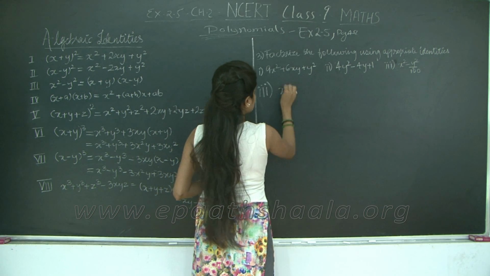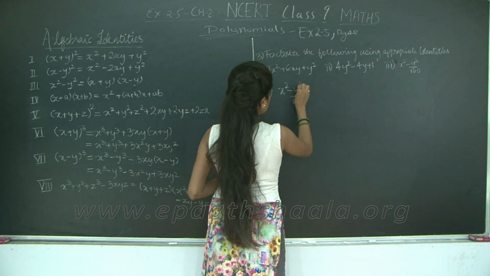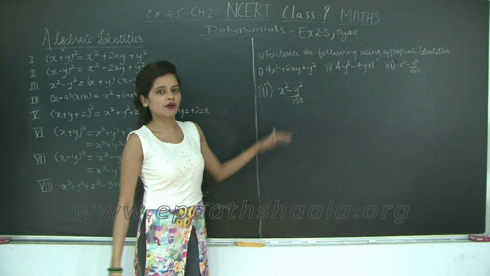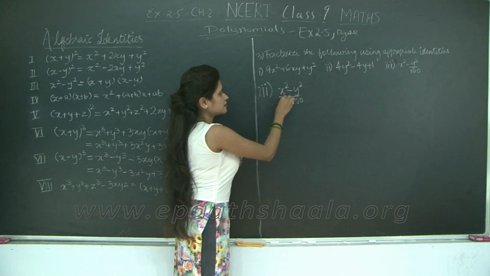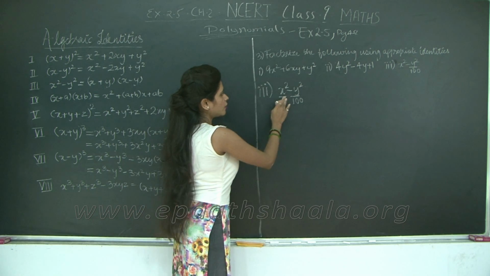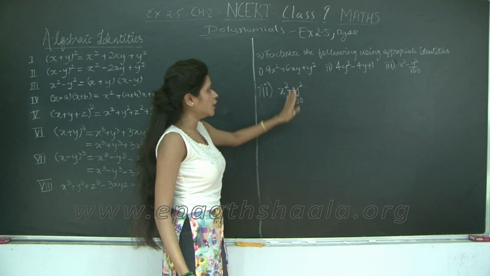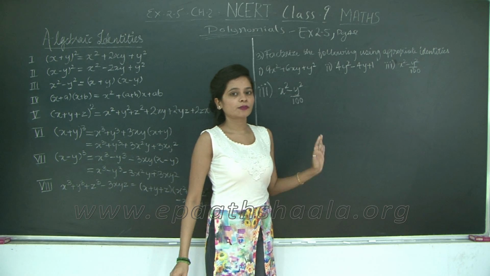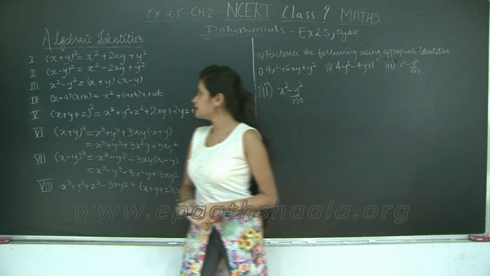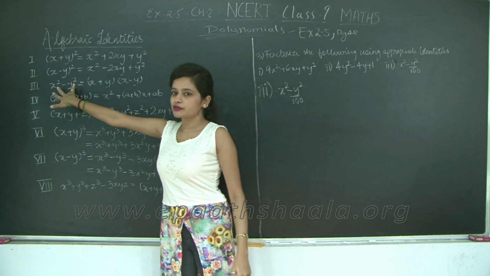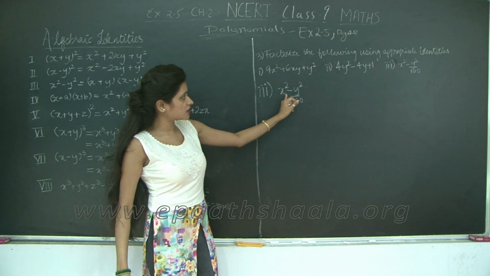I have x square minus y square upon 100. Now let's see. X square can be written as x square upon 1, but we don't really need to rewrite it because we are not going to find the LCM over here. We need to solve this, that is, write it into the product of its factors using algebraic identities. So we have two terms here, x square minus y square with a negative sign in between, right?